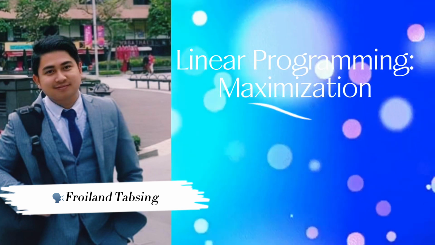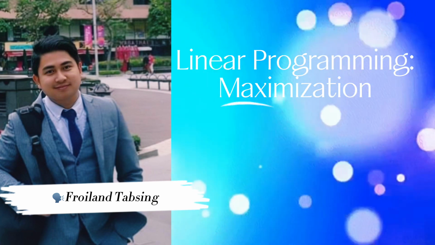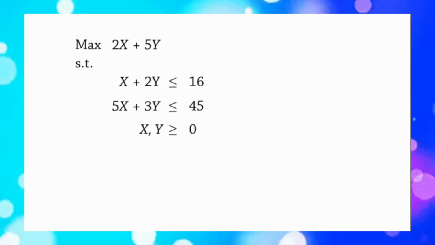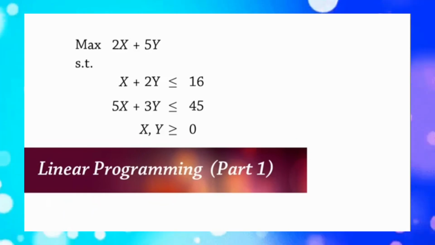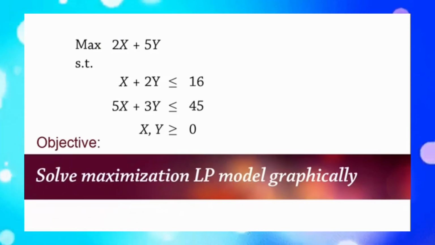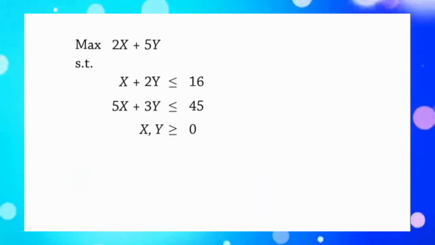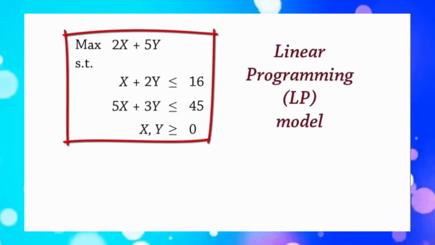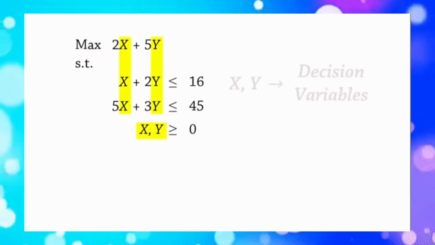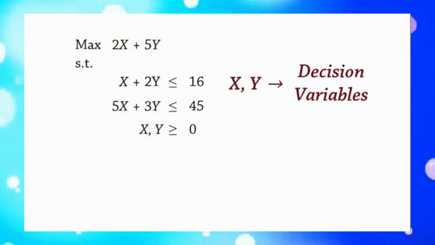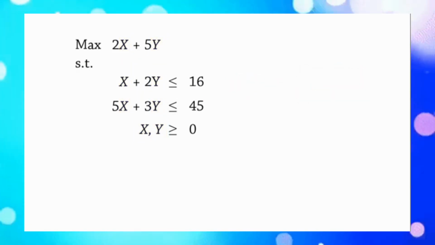This video explains the components of a linear programming model and shows how to solve a basic linear programming problem using the graphical method. Welcome to the first video in this linear programming series. In this video, we will graphically solve a basic maximization linear programming problem using the extreme or corner point approach. What we have here is a linear programming or LP model. The X and Y in this model are referred to as decision variables. They tell us what quantity to buy, produce, sell, or transport, and so on.